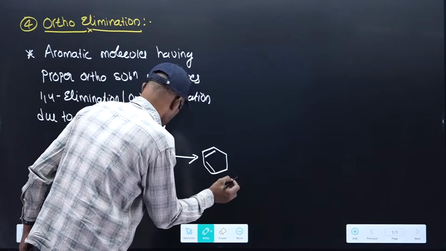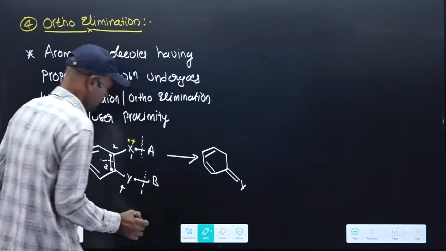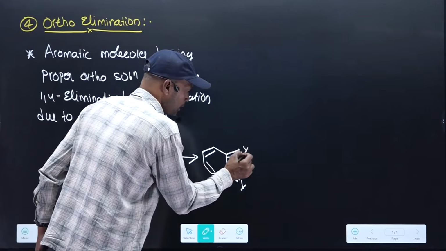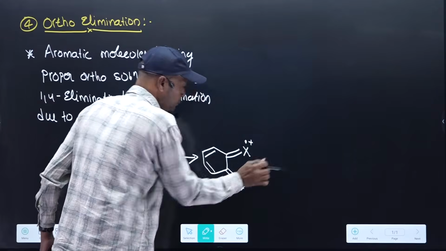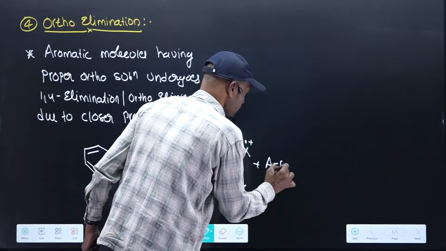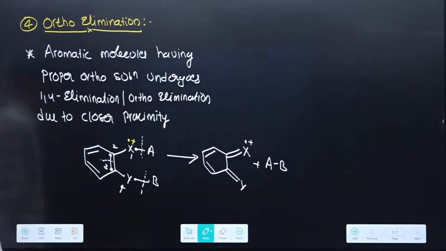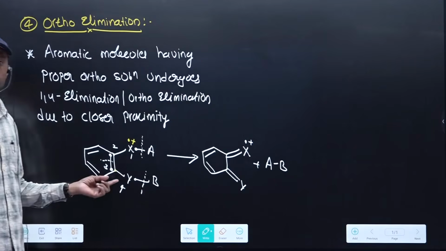So can I put a double bond here? Can I put a double bond at Y or not? Then what about here? So I can put a double bond at X, and this is a radical cation. Then A and B will be removed in the form of a single bond. That is the answer. This is called ortho elimination.